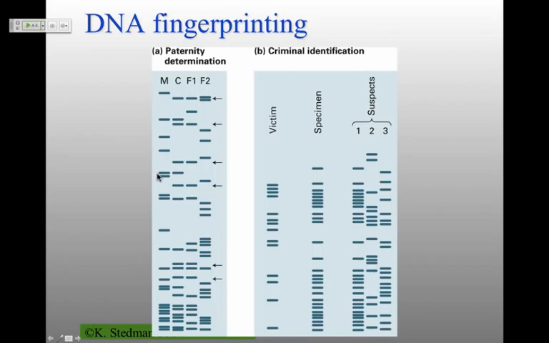So any questions about short sequence repeats, et cetera? Because I wanted to talk a little bit about genome evolution, which is a totally different subject, for the last 15 minutes or so.